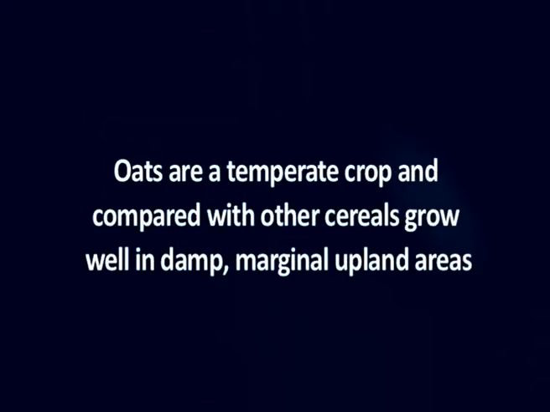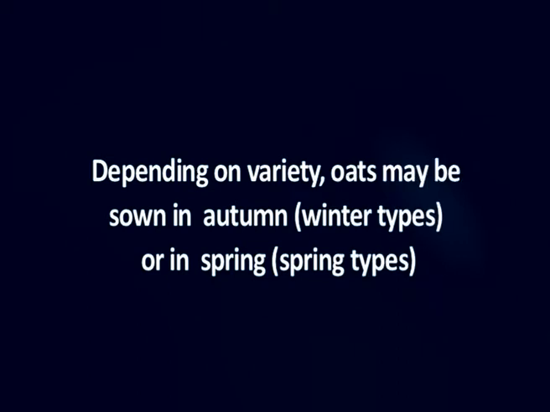grain on ripening. Oats are a temperate crop and, compared with other cereals, grow well in damp, marginal upland areas. Oats are grown throughout the temperate climate regions of the northern and southern hemisphere. Depending on the variety, oats may be sown in autumn or in spring.